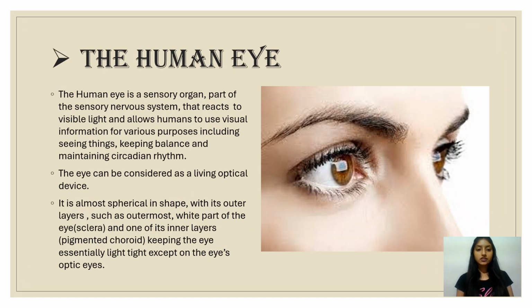The human eye is a sensory organ, part of the sensory nervous system, that reacts to visible light and allows humans to use visual information for various purposes, including seeing things, keeping balance and maintaining circadian rhythm. The eye can be considered a living optical device. It is almost spherical in shape, with its outer layers, such as the outermost white part of the eye and one of its inner layers, keeping the eye essentially tight except at the optic nerve.